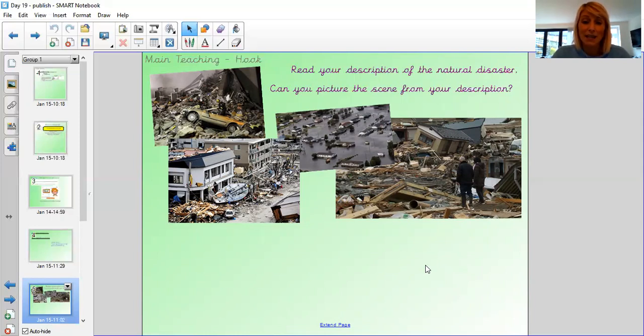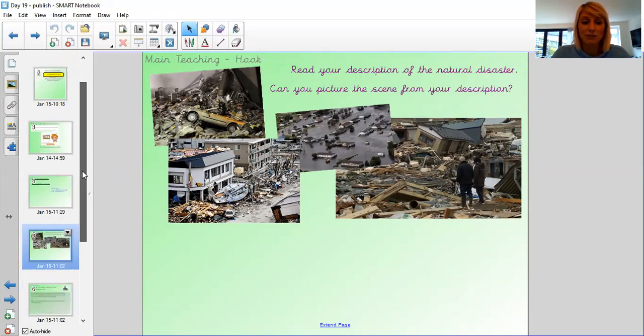In my story yesterday, we had Claudia rooted to the spot because she was so shocked and amazed by what was happening, and also scared. So try to see if you can see how your character is feeling as well. So read your description section, see if you have managed to describe the scene in enough detail that you can picture it in your mind.